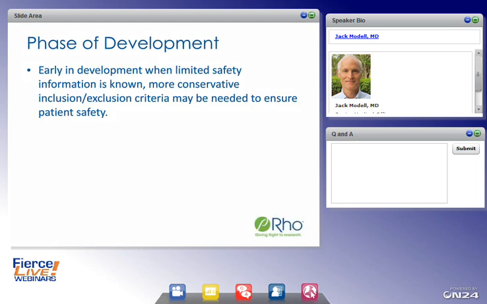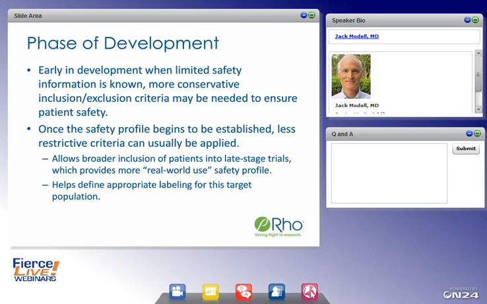The criteria do differ across phases of development. I think clearly enough that early in development, when you don't have a lot of safety information, generally we use more conservative criteria to really ensure that the patients are safe, because we don't really know how the drug is going to work, say in a less selected population that might have, shall we say, normal wear and tear diseases, obesity, hypertension, diabetes. So that's where we tend to get the healthy controls.